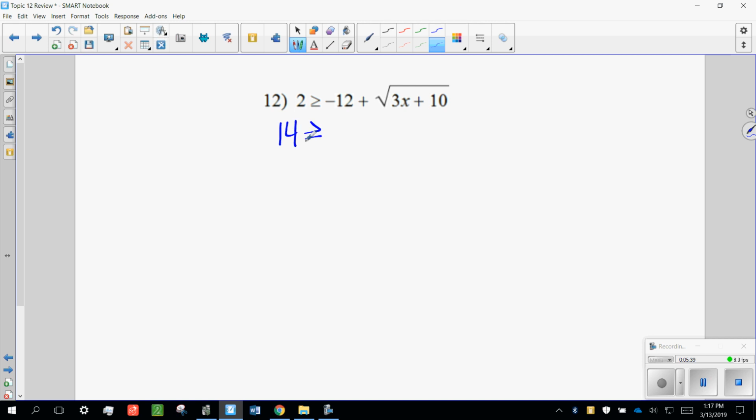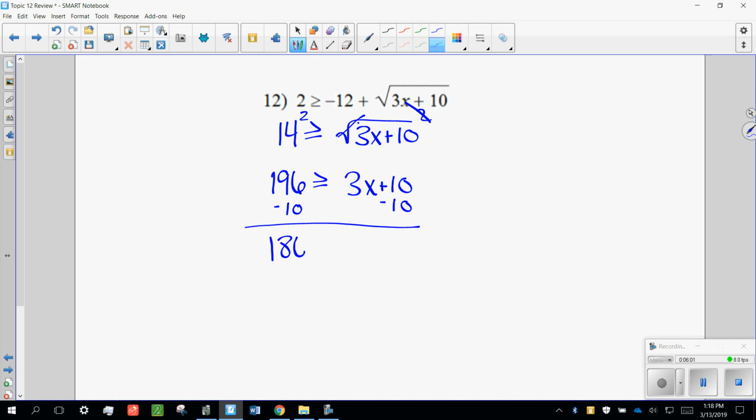All right, number 12, we're going to get the square root by itself, just like we always want to do. To do that, we'll move the 12 over, and we'll square both sides. We get 14 squared is 196 is greater than or equal to 3x plus 10. Subtract 10 from both sides. 186 is greater than or equal to 3x. Divide by 3. x needs to be less than or equal to 62.